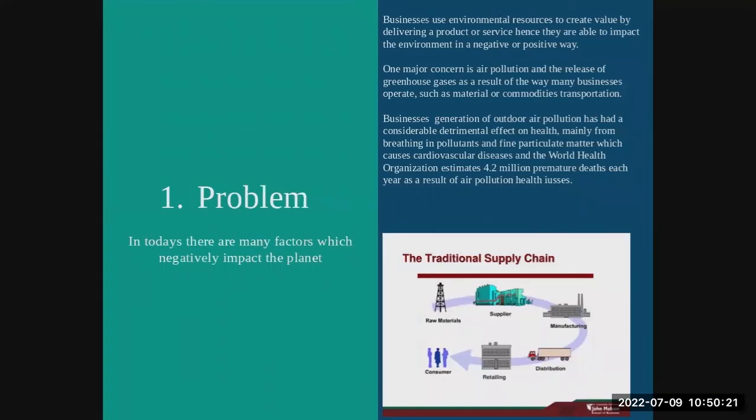Businesses use environmental resources to create value by delivering a product or service, hence they are able to impact the environment in a negative or positive way. One major concern is air pollution and the release of greenhouse gases as a result of the way many businesses operate, such as the delivery of material or commodities. Business generation of outdoor air pollution has had a considerable detrimental effect on health, mainly for breathing in pollutants and fine particle matter, which causes cardiovascular diseases. And the World Health Organization estimates 4.2 million premature deaths each year as a result of air pollution health issues.